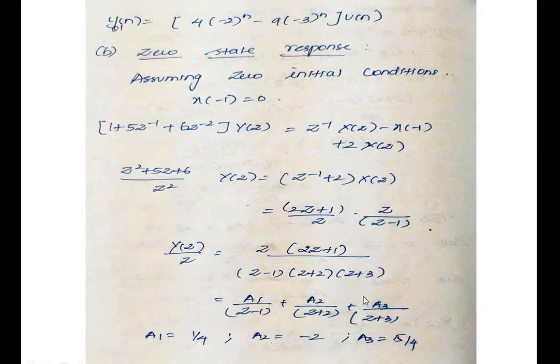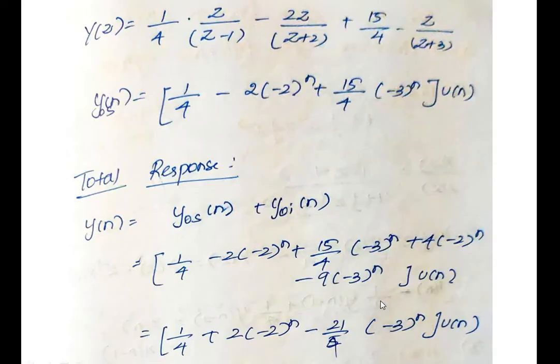So next step, we will have to substitute A1, A2, A3 respectively in the previous equation. So when you substitute, what do you get? Y of Z equal to 1 by 4 Z by Z minus 1 minus 2 Z by Z plus 2 plus 15 by 4 Z by Z plus 3. Remember, we have already multiplied the Z to the numerator. We initially had it as Y of Z by Z and multiplied the Z to the numerator of the other side here. So next step is we'll have to take inverse Z transform.